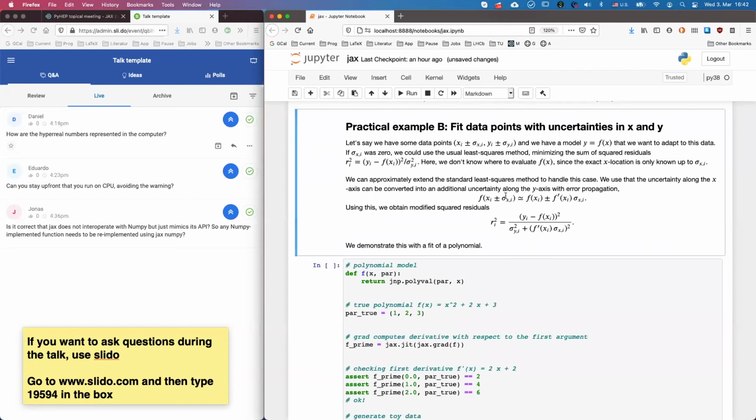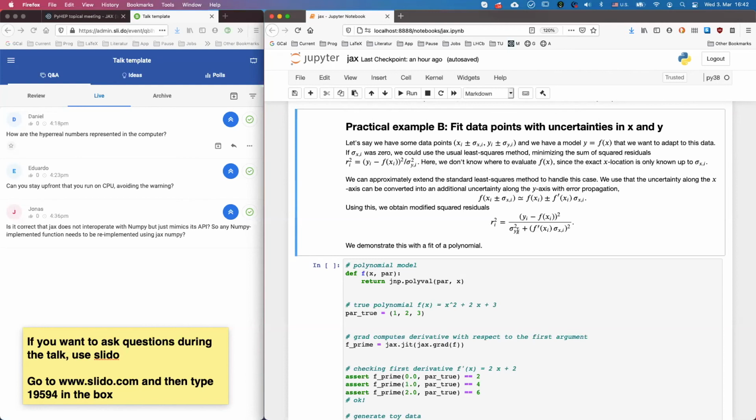You say, well, if my sigma on x is small, then I can use my Taylor expansion here to compute what would be the equivalent error I would have on the y-axis from the fact that my x value is uncertain. And then I can compute my least squares cost function, where I take my values here and subtract the model.